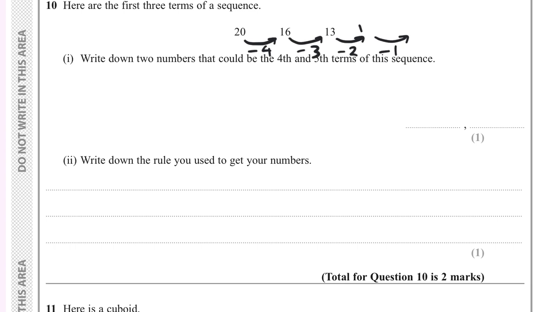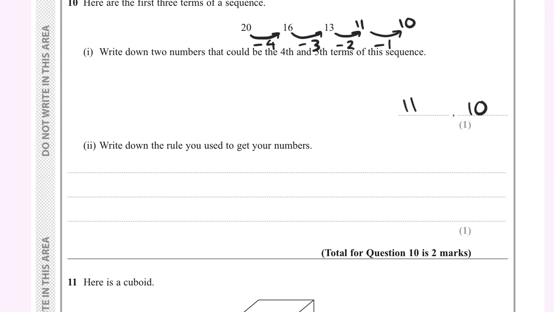So it's going down by 2, we have 11. Going down by 1, we get 10. So 11 and 10. And then it says write down the rule you used to get it. Well, subtract 4.